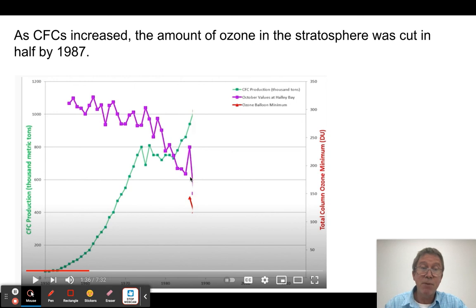So people said this is potentially catastrophic. This could cause a collapse of ecosystems, and not to forget just cancer for humans. This could be really bad for plants. If you hurt the plants, you've hurt everything.